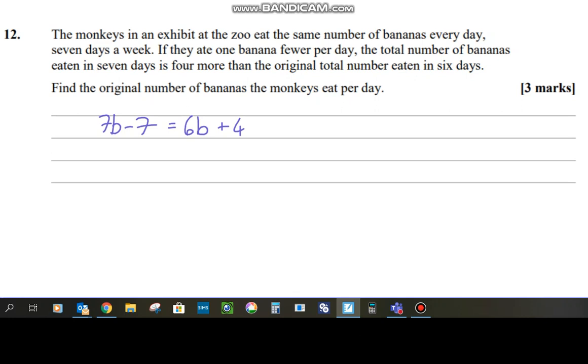Then we can just take off the 6b, and so b minus 7 is equal to 4, and then add on 7, so b is equal to 11 hungry monkeys. And that's it. Okay, so this one is out of 36.